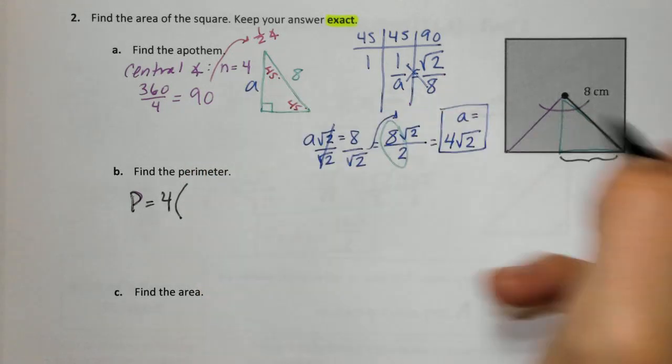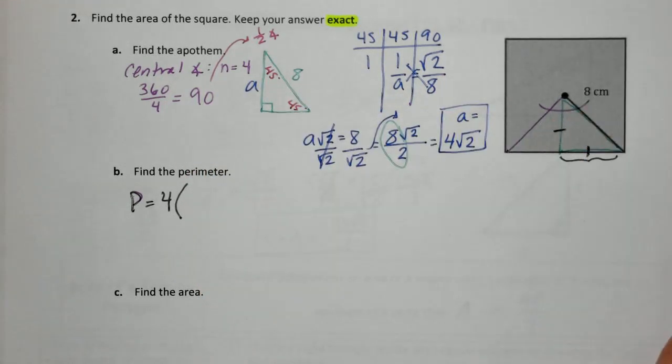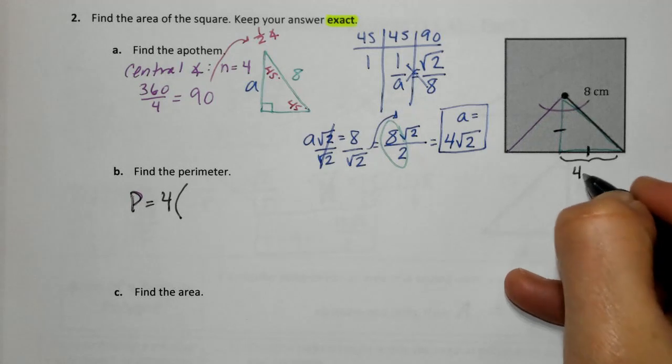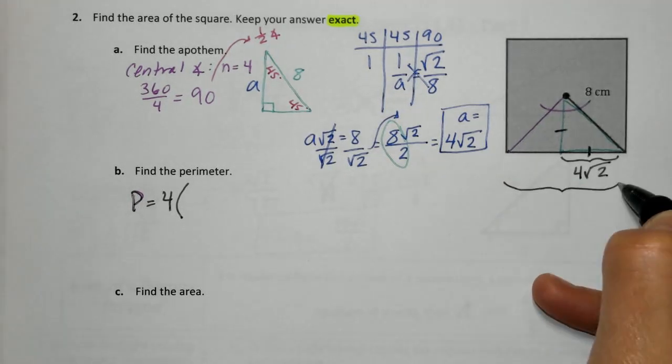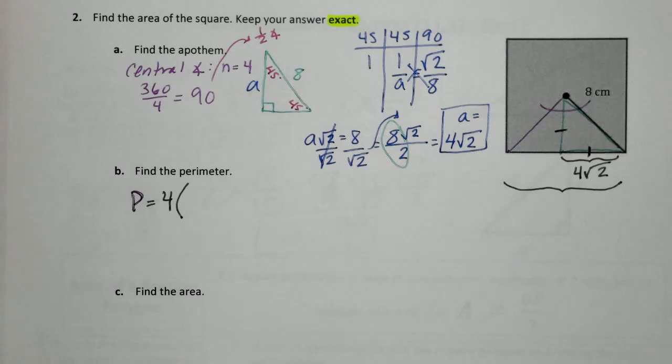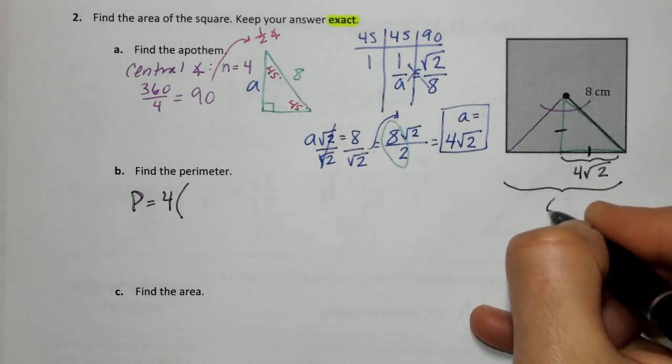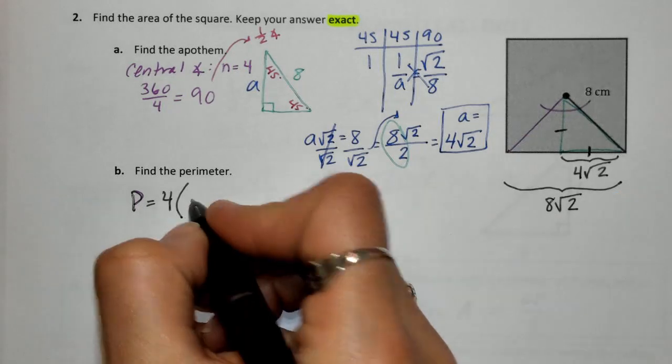These 2 legs are going to be congruent, so this side and this side are exactly the same. Therefore, this side is 4 square root of 2. To find the entire side length, we just need to add them together. We didn't talk about adding radicals, but the other thing is if we're doubling it, we can just multiply it by 2. We're going to end up with 8 square root of 2 for the side length.